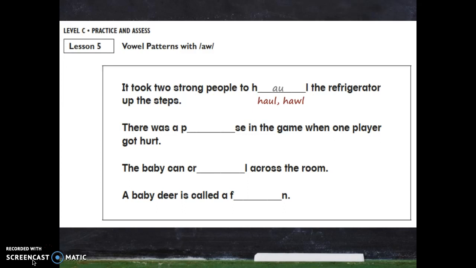Let's look at the next sentence. There was a pause in the game when one player got hurt. Same thing, I want you to pause the video, and then come back when you have chosen the correct spelling. All right, friends, you should have selected A-U again. There was a pause, that first spelling, in the game.